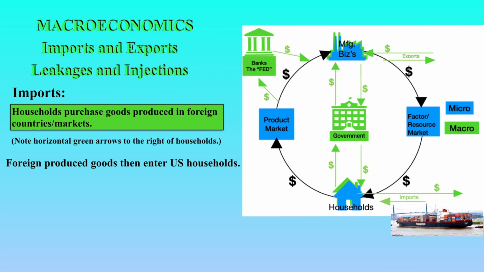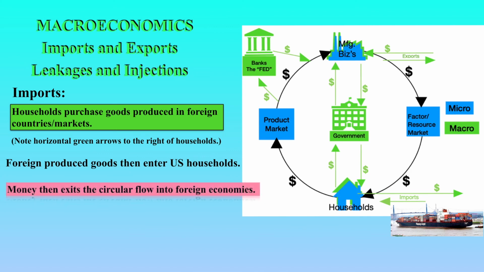This is the one area where I've shown goods coming in, with the imports arrow down there showing goods entering into households. But notice, even though the goods are entering, which way is the money going? Which way is the money going when imports come into the country? We see that money is exiting the circular flow into foreign economies. So this is then called a leakage. Money is leaking out of the circular flow when imports are purchased by households.